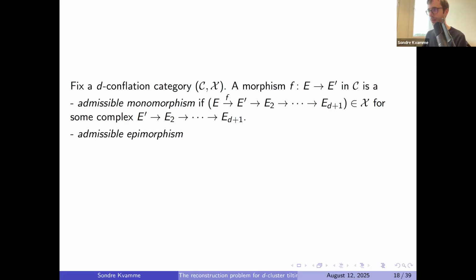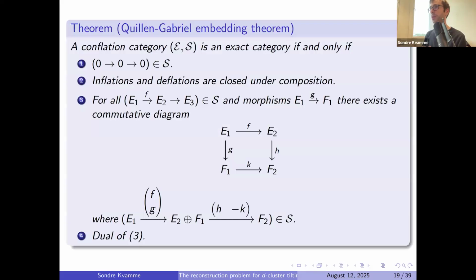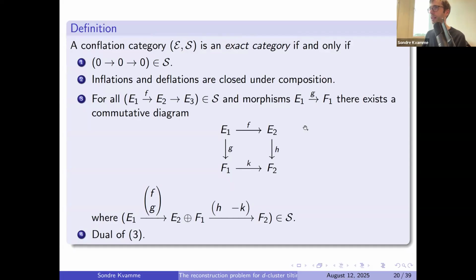And dually, you have an admissible epimorphism if it's the rightmost part in an admissible D-exact sequence, if it is the rightmost part in a D-exact sequence contained in X. So now we have all the notions and terminology we need to define the exact categories. Remember, we wanted to generalize the characterization of the exact categories to higher D. So we base it on this characterization. And then we get the following definition.